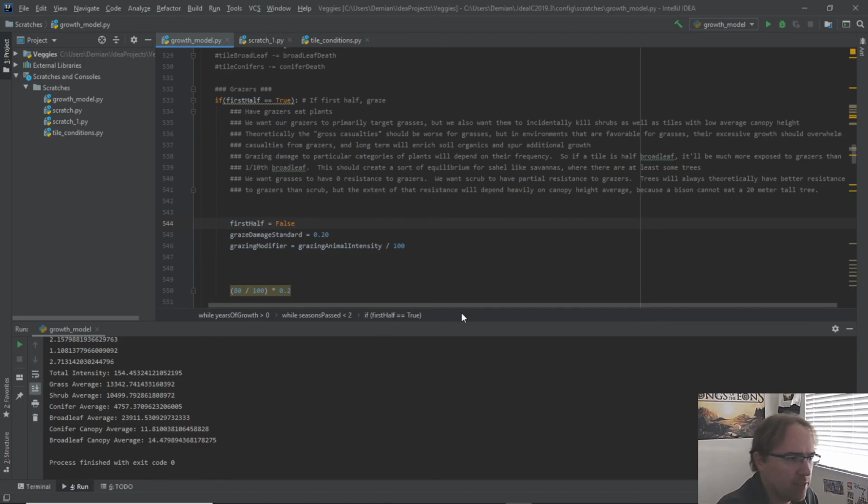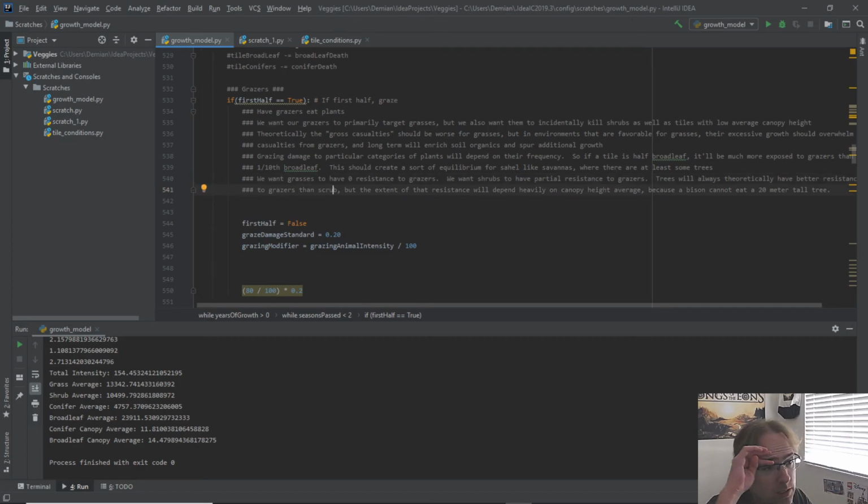Okay, so first half, we want grasses to have zero resistance to grazing, we want shrubs to have partial resistance to grazers. Trees will always theoretically have better resistance to grazers than scrub. The extent of that resistance will depend heavily on canopy height average. Okay, so let's do that. So this is our standard damage that's done. Here's our grazing modifier. Then we need to do our seed bank after this. Okay, so this is going to be modified by resistance.